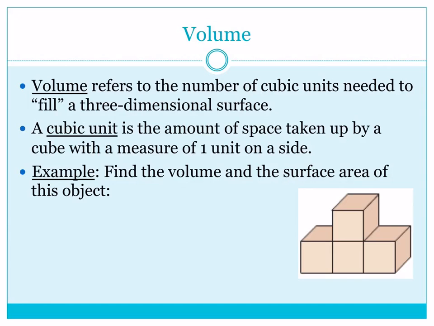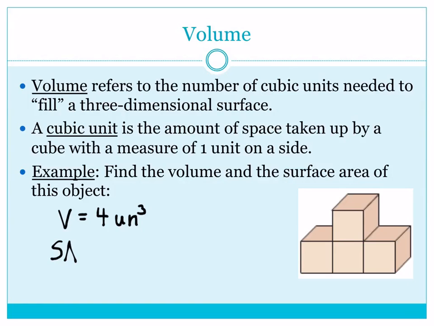A cubic unit is the amount of space taken up by a cube, which measures 1 unit on each side. So it's a 1 by 1 by 1 cube. So imagine a dice, right, or a number cube. And you've got 1 by 1 by 1 centimeters or inches or whatever. So let's take a look at this. We're going to find the volume and surface area of this object. Volume is the easy one. What is the volume of this object? Yeah, it's just 4. All you have to do is to count the cubes, right? So this is 4, and this is units cubed.